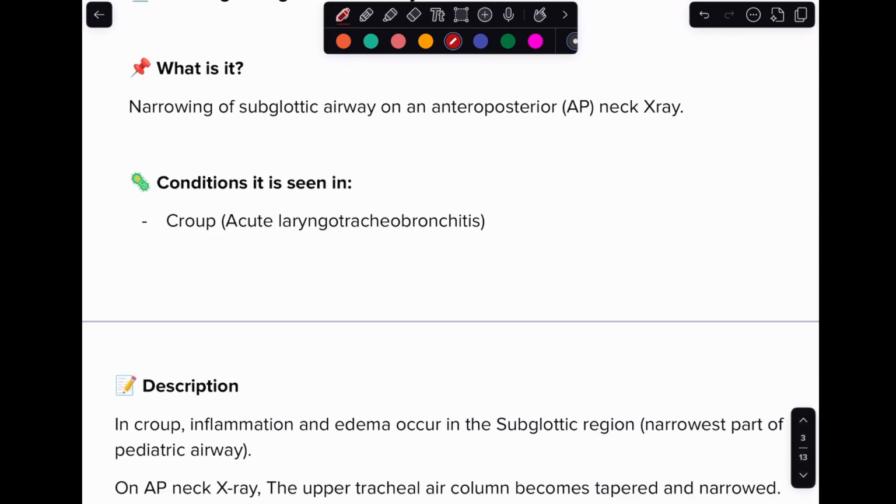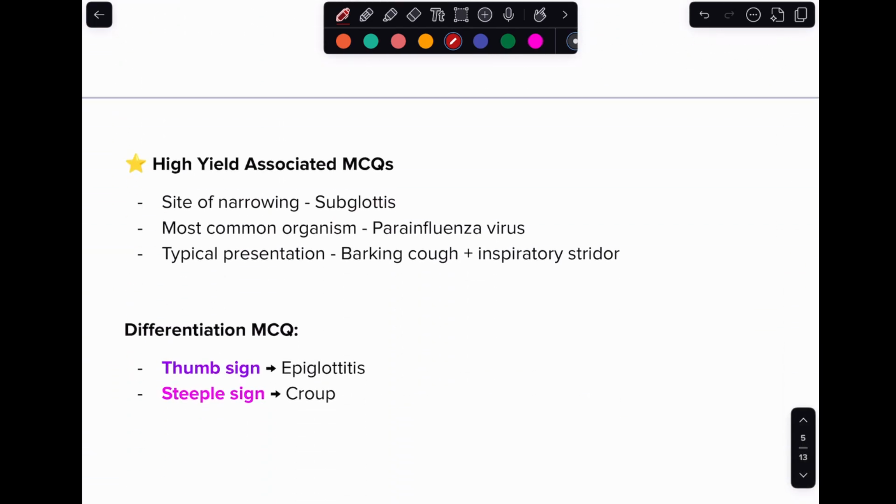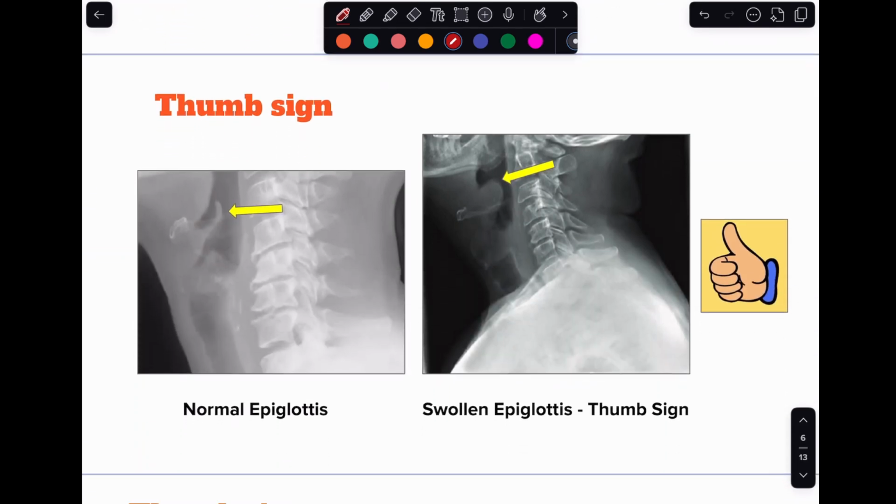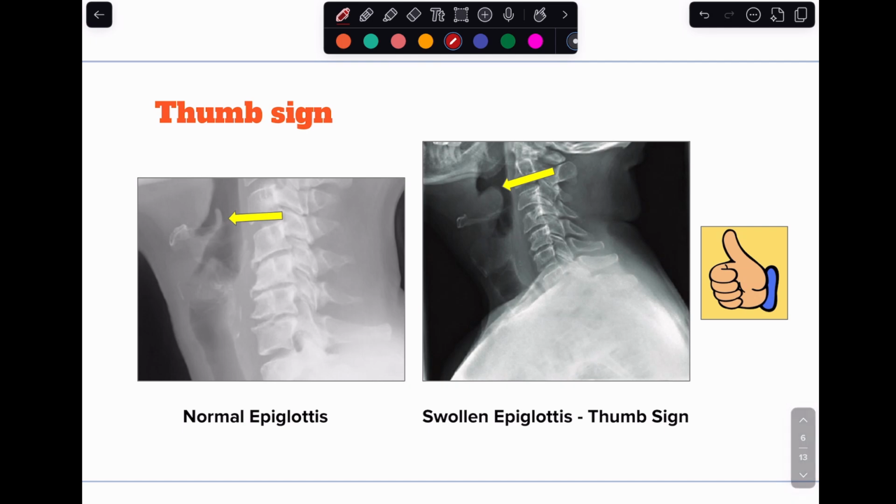Now next we move on to our second sign, which is the thumb sign. This is exactly what students usually get confused with, which sign is seen in which disease. So let's talk about the thumb sign now. The thumb sign is also a radiological sign which you see on an X-ray of the neck, but in this case you are seeing it in a lateral view.